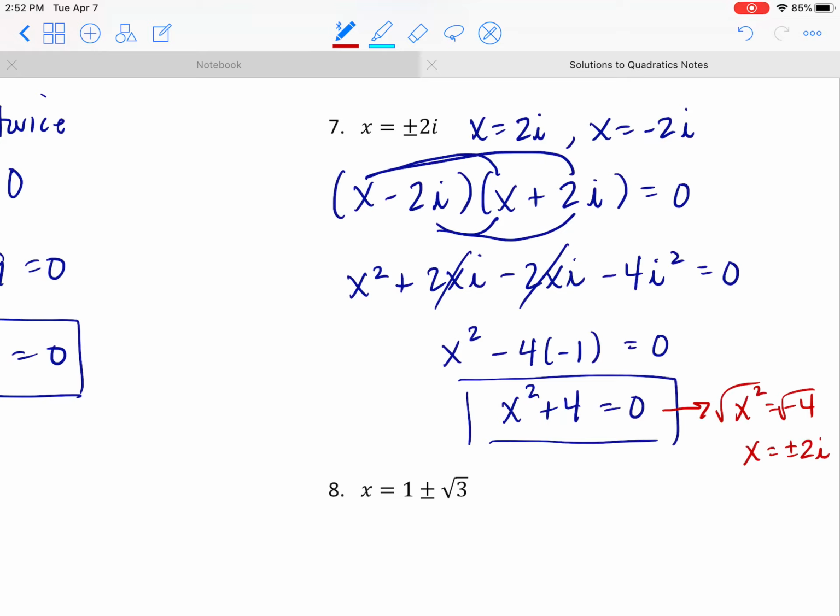Now, does that make sense? Right? Think about this equation. If we were to solve this, what would we do? Well, we would subtract the 4 over, and then we would square root.